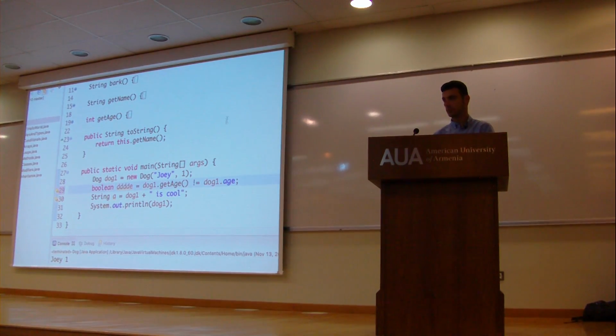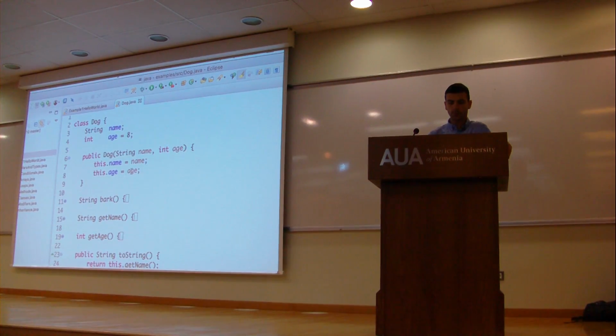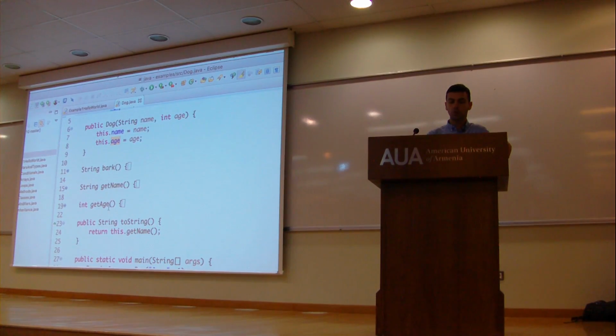Okay? Good. So, what would this return, in your opinion? True, right? Because dog1 has 1 passed to its age. There it is, which is assigned to this.age. Therefore, age turns from 8 into 1. And then I can either get it directly or I can do getAge through this function here.